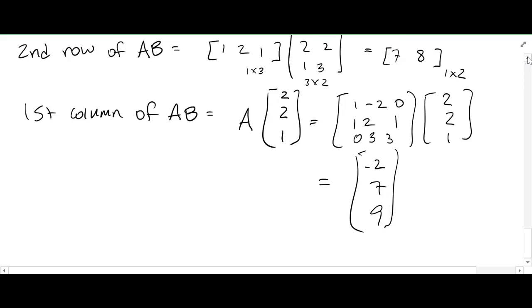Let me check something. Those are only if the matrix product is defined, right? Yes. If you can't even multiply the matrices together in the first place, then you can't find any of the entries or anything.